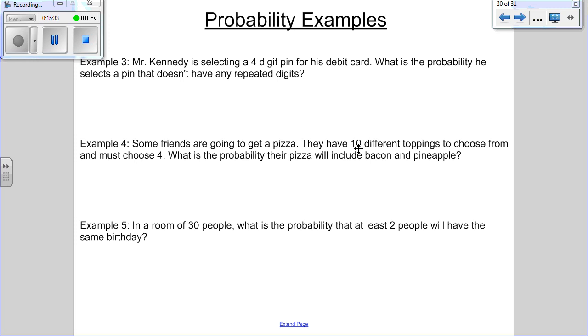So this one says, Mr. Kennedy is selecting a 4-digit PIN for his debit card. What is the probability he selects a PIN that doesn't have any repeated digits? So probability, just a reminder, is the number of what we want divided by the total number possible.